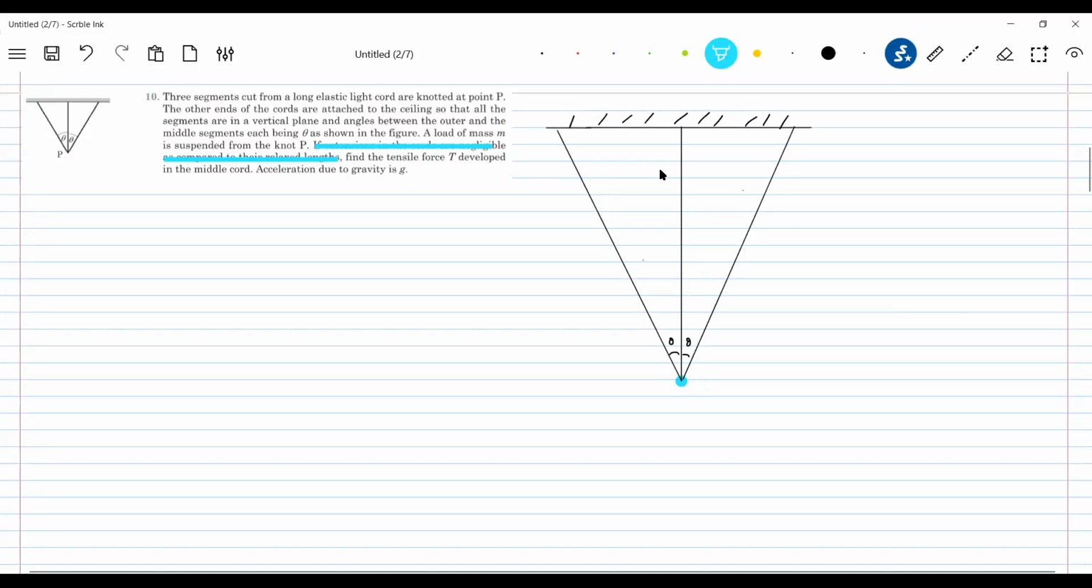Sir, can you remove the highlighting, sir? Oh, something happened. Yeah, fine.